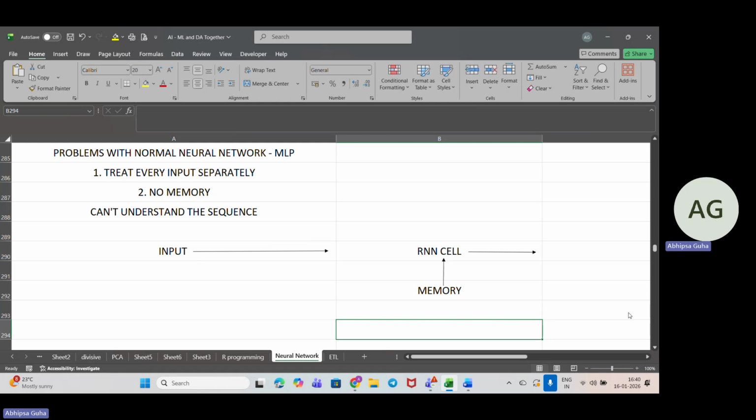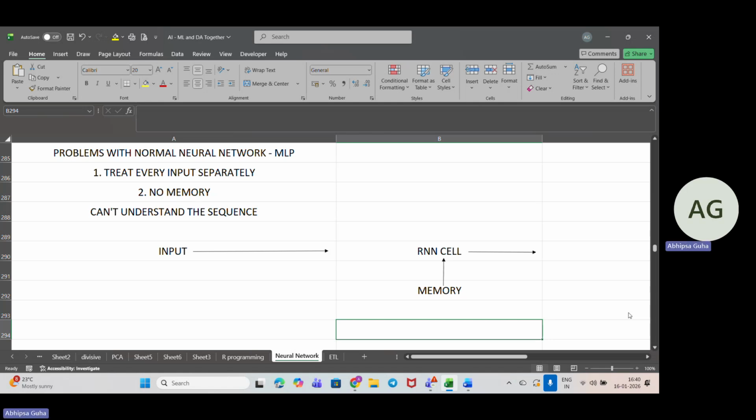Now, how does RNN work over time? Instead of one step, RNN works like time one, time two, time three, time four. Like this, it is working. The same RNN cell repeats again and again. So this is how it actually moves.